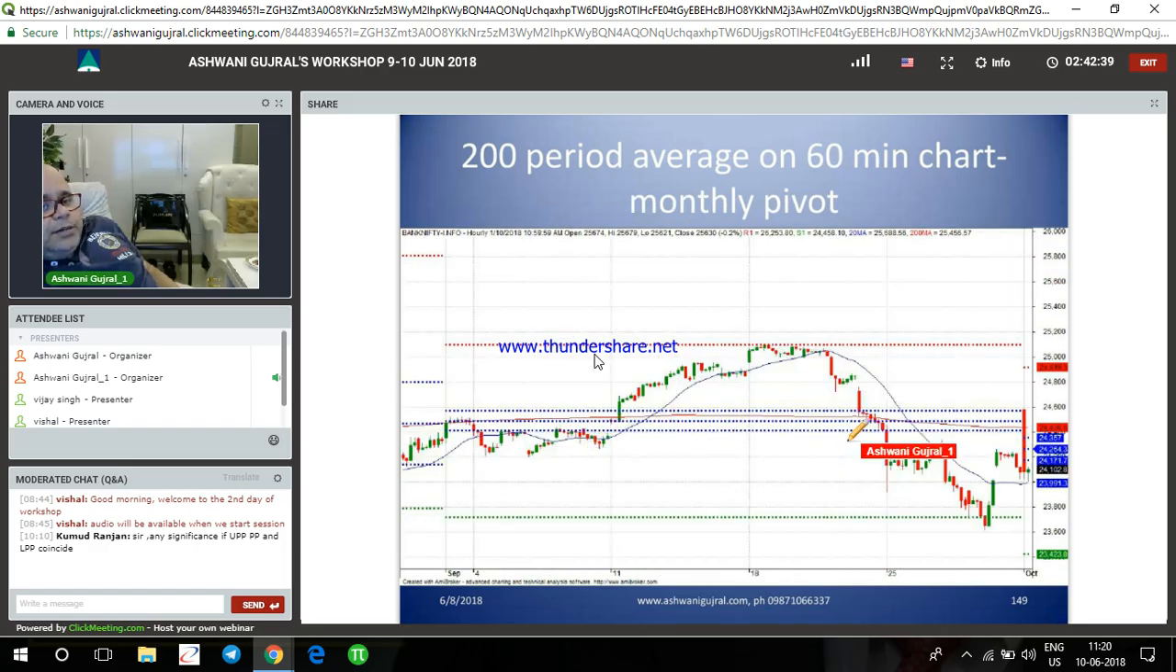This is 60-minute chart of monthly pivot. See how exactly it hits R1 and starts to turn. Again, in a range, breaks out and starts to move up. Again at lower levels, S1 is hit. The same thing applies. At the beginning of the month, you know support, resistance, you know where the pivots are, so everything is known to you.